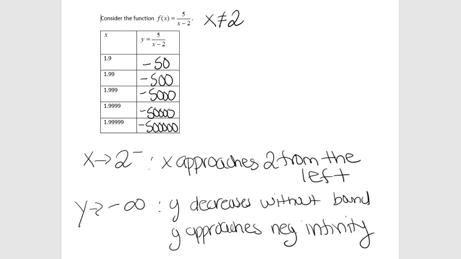So if we put all of our observations together and discuss what is happening in the whole table, what we would state, in mathematical symbols, is: as x is approaching 2 from the left, y is decreasing without bound or approaching negative infinity.